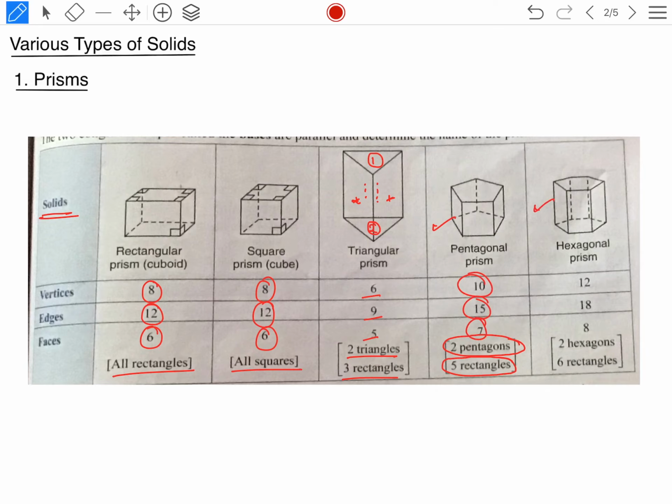In a hexagonal prism, the number of vertices is 12, number of edges is 18, and number of faces is 8. So a hexagonal prism is made up of 2 hexagons and 6 rectangles. So there is another term for such type of figures. They are known as nested figures.